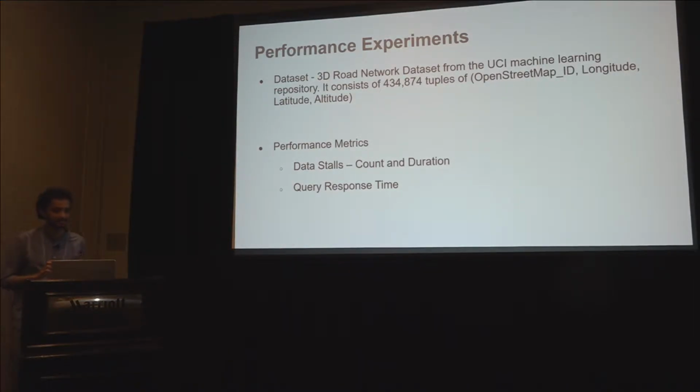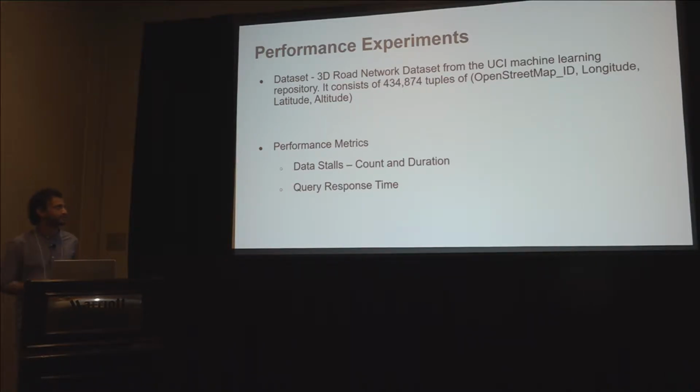And I'll present the performance evaluation that we did for this. The data set is the 3D road network from the UCI machine learning repository. We used this because the workloads that we used for performance evaluation are traces from one of the previous works by my group. So we already had range slider query traces from a lot of users.